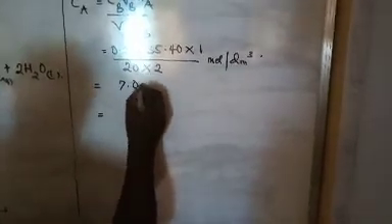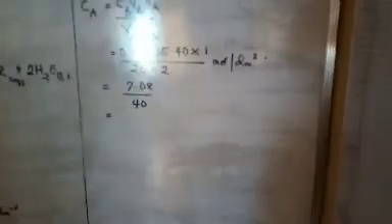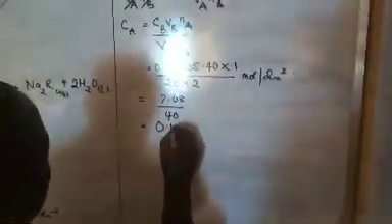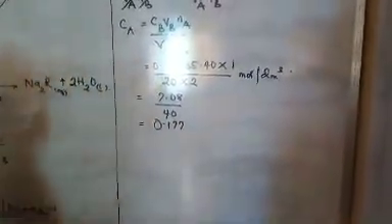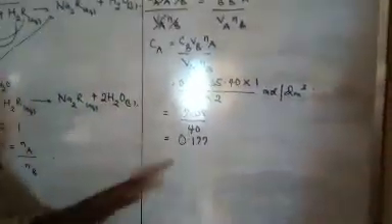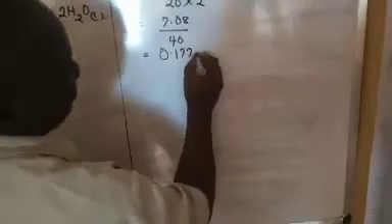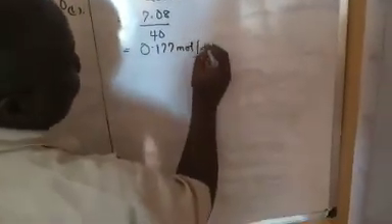0.8, is that not so? Over 40. Please divide this, what do you have? 0.177. Now, concentration here, you need to understand one thing: if you are looking for concentration, the standard required for WAEC is that you leave it in 3 decimal places. So this is 0.177, in 3 decimal places, mole per dm cube.